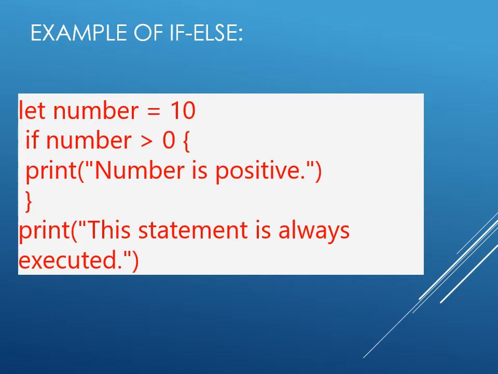So here the condition is true, right? The number is greater than 0. 10 is greater than 0, means this print statement will be executed. This print statement will always be executed, because this value is true.